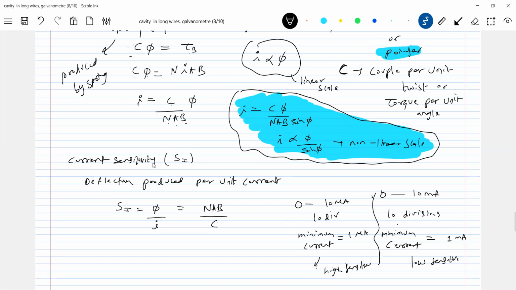And if you increase the number of turns, what happens? The resistance of the galvanometer will increase, because more turns means more resistance is added. So there's some limit for increasing the number of turns. And if I increase the area of cross section of the loop, I'm going to wind this on the cylinder. So what is the area now? It is not the area of cross section, pi r square. You should take this rectangular area. As you increase the area, current sensitivity will increase, but proportionally the size of the galvanometer will increase, no?